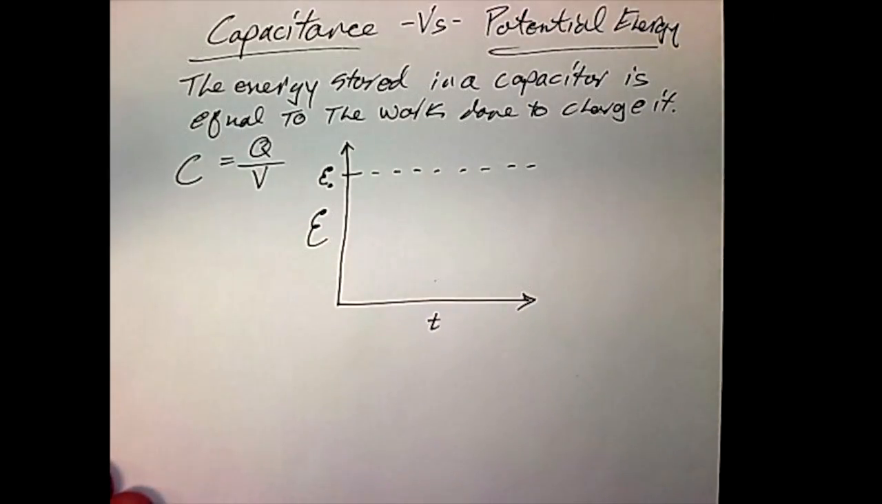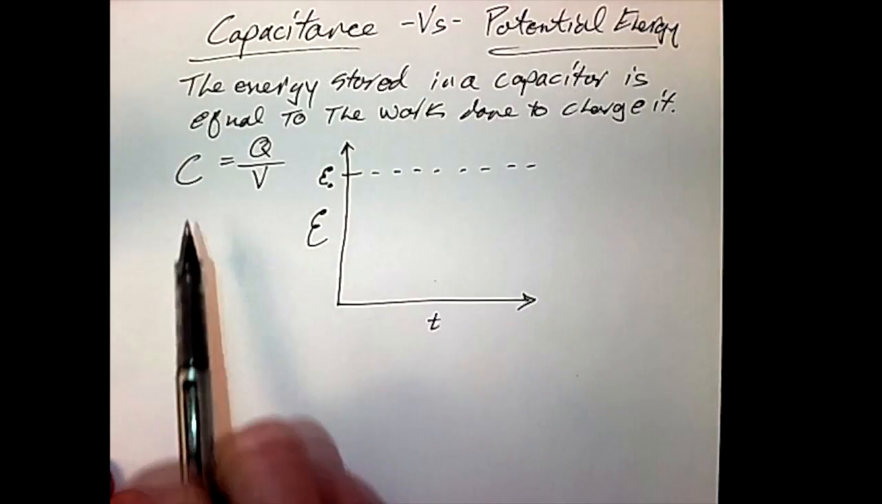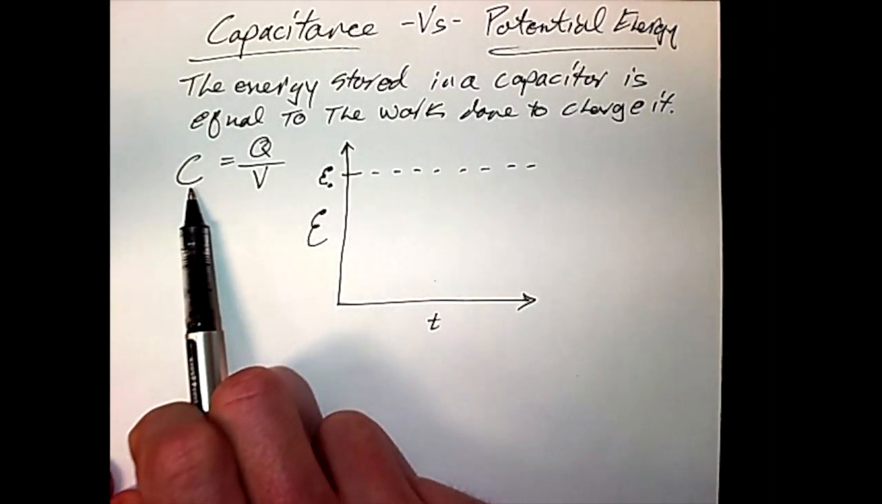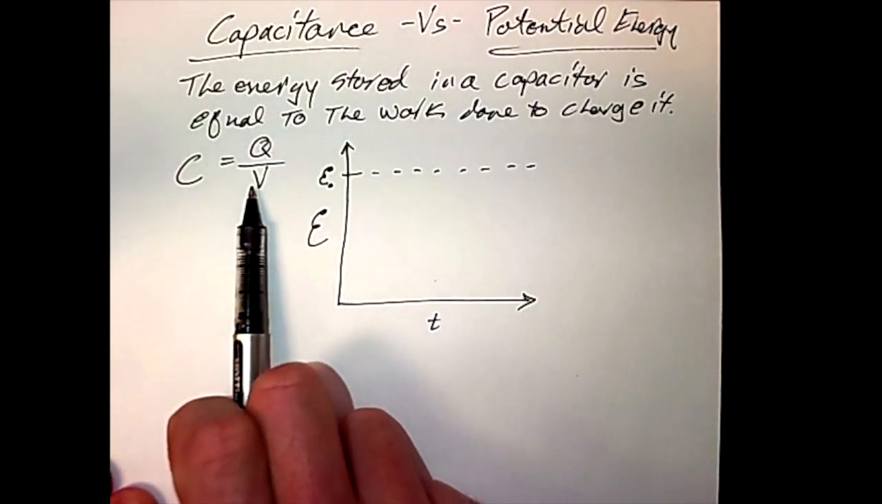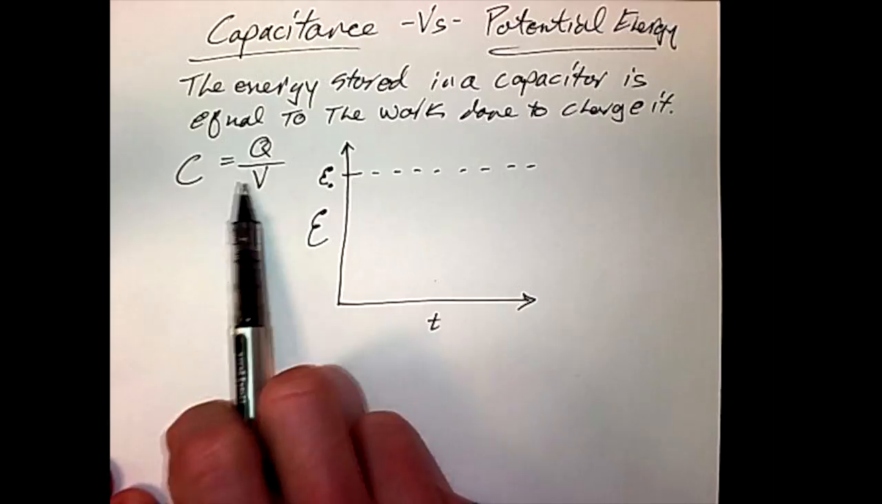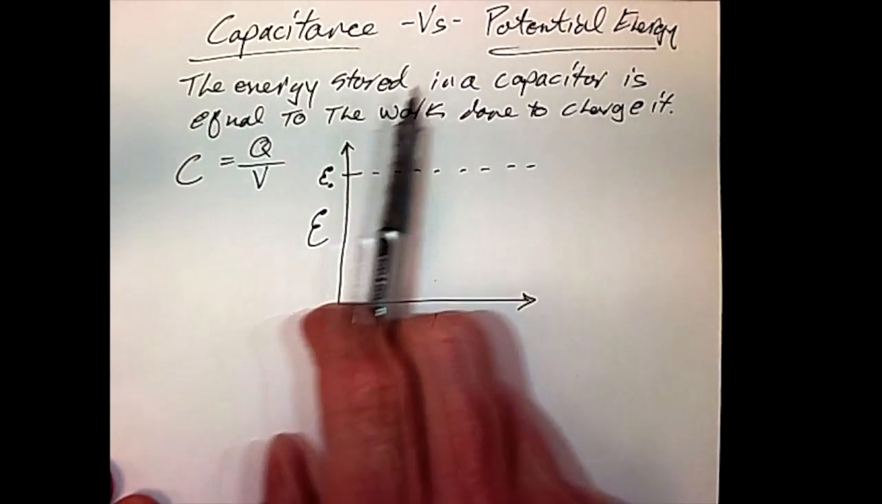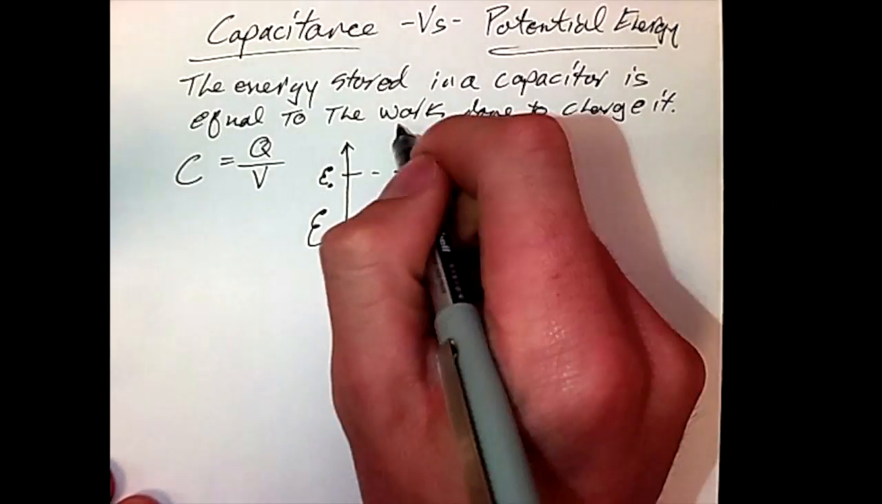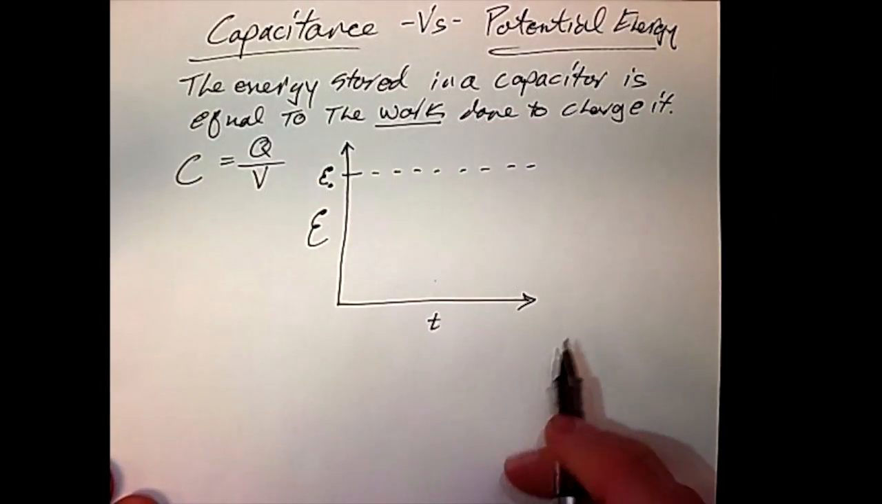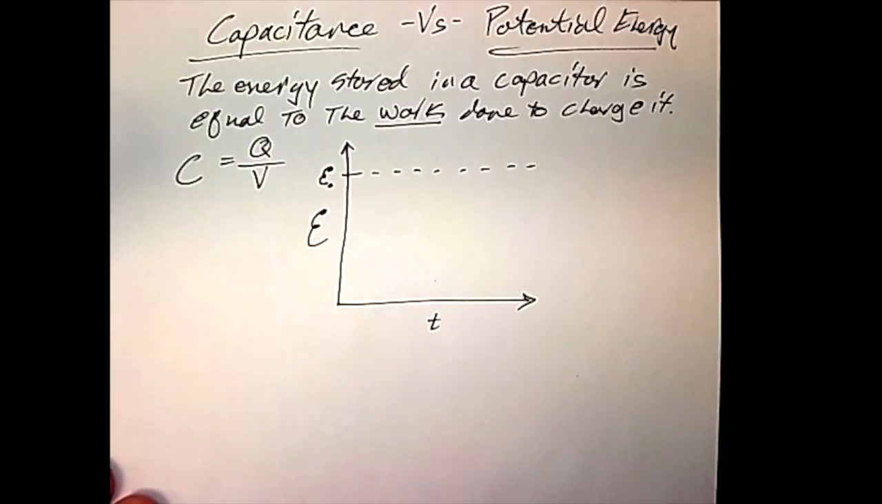When studying electricity, one electrical component that is of interest is a capacitor, and capacitance versus potential energy is often a misconception. To clarify, a capacitor is a device that is able to hold charge per an applied potential difference, or C equals Q over V. The energy stored within the capacitor is equal to the work done to charge it. In order to analyze this statement, we first must consider an experiment where we charge a capacitor.